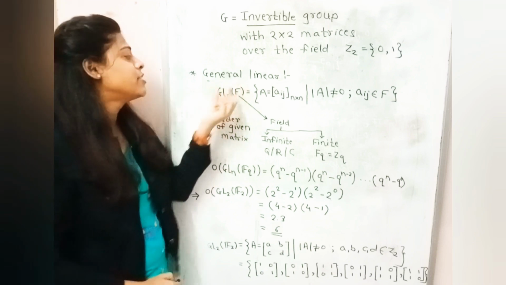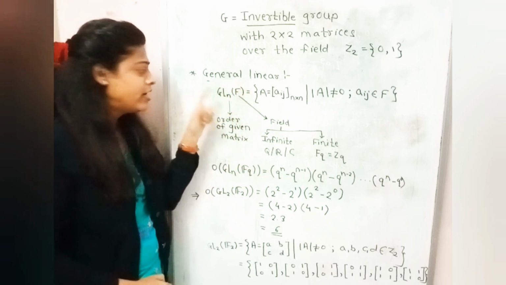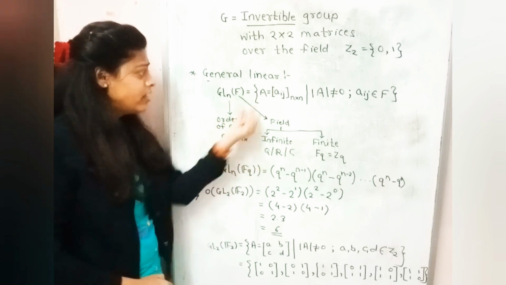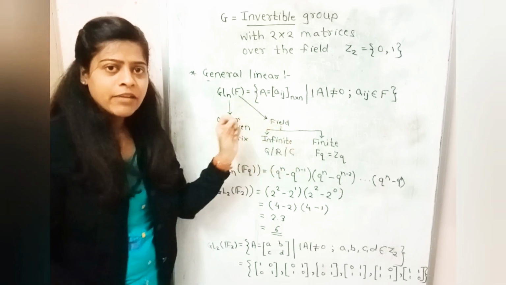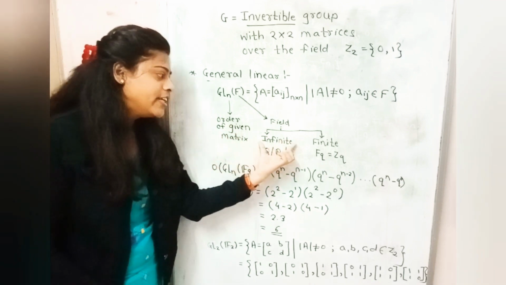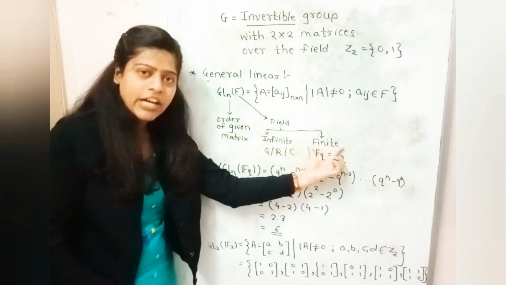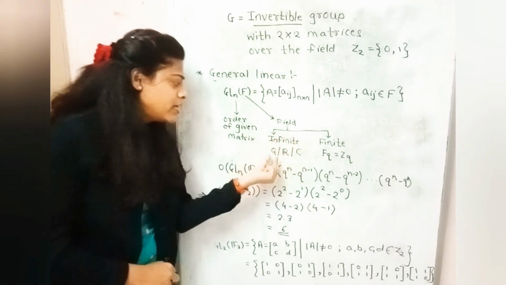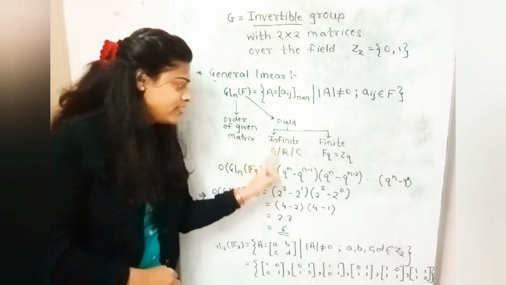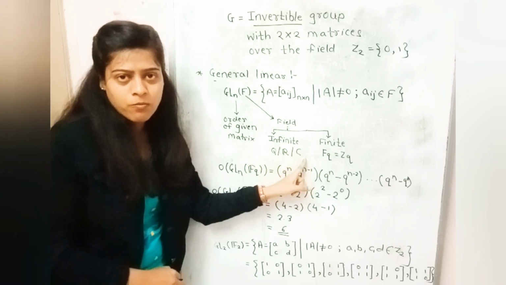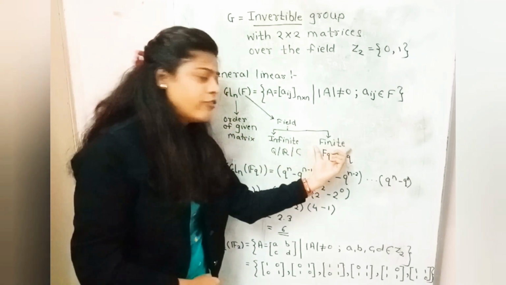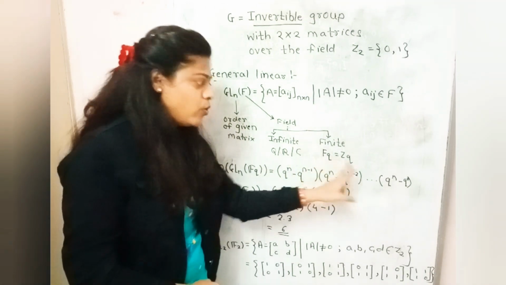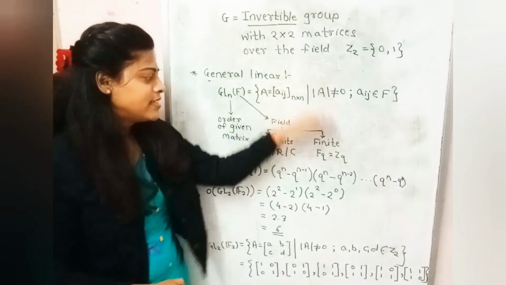General linear is denoted by GL_n(F), where n represents the order of the given matrix, and F represents the field. A field can be divided into two parts: either it is an infinite field or a finite field. If our field is infinite, then it can be Q, R or C, that is rational, real or complex. But if we have a finite field, then a finite field can be represented by F_q or Z_q. So this is our basic theory.